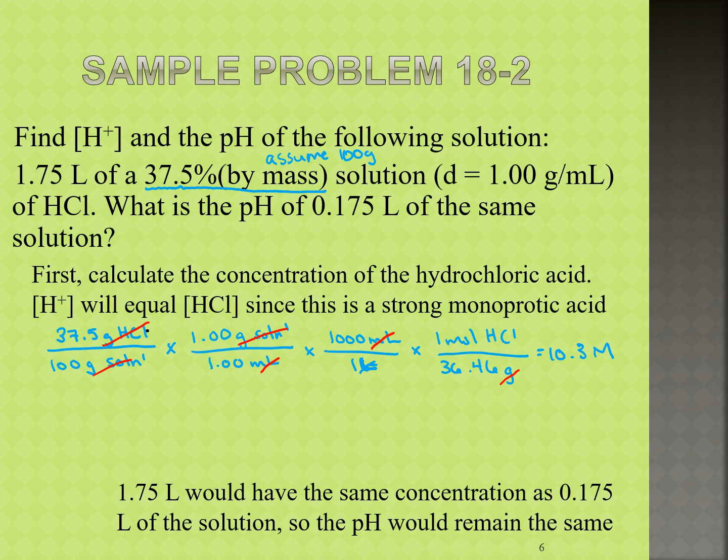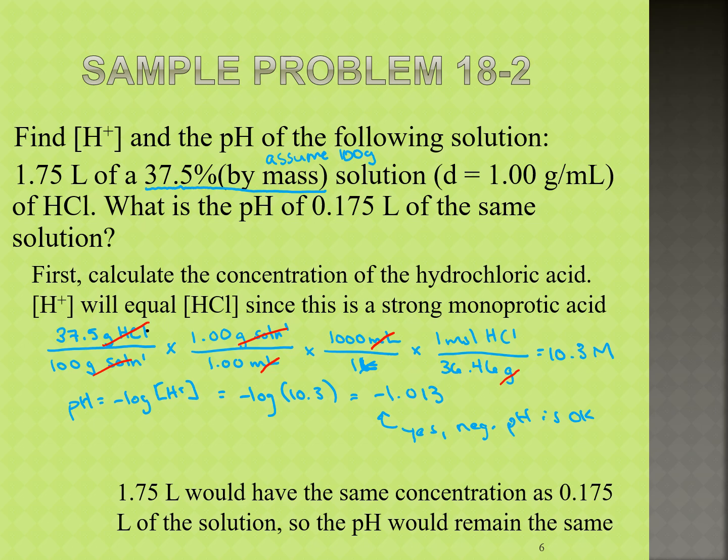Now it also wants us to find the pH. So the pH of this is equal to the negative log of our H+, which is the negative log of 10.3. And so we get that to be negative 1.013. And remember, yes, negative pH is okay. You're not going to see it very often, but it can occur. It is all right to have that.